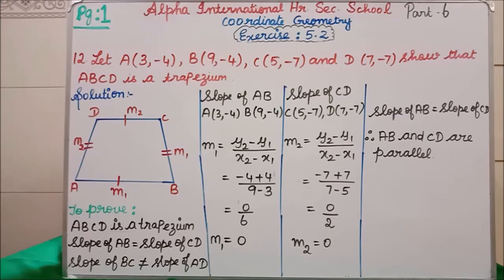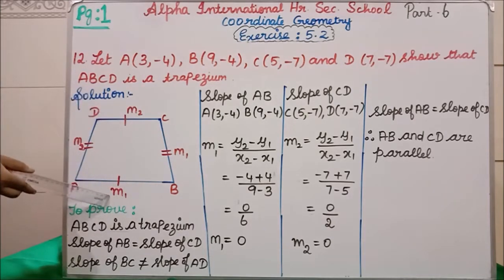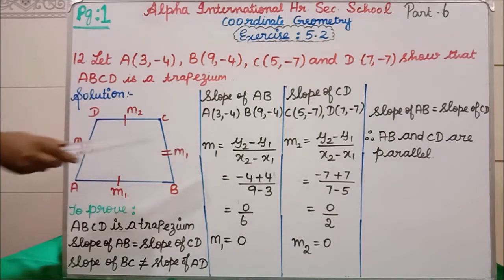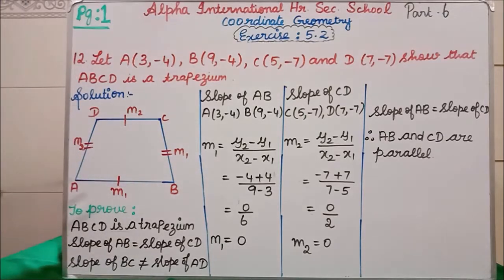Isn't it? Now we will start the solution. See, I have drawn the trapezium ABCD. Slope m1 on this side, slope m2 on this side, similarly slope m1, slope m2. To prove that ABCD is a trapezium, slope of AB should equal slope of CD, and then we have to find that slope of BC is not equal to slope of AD.